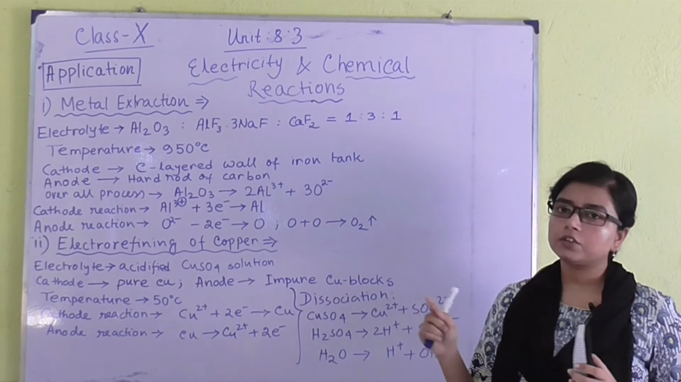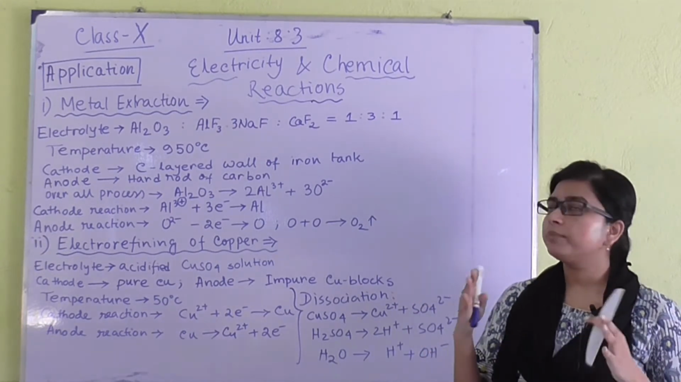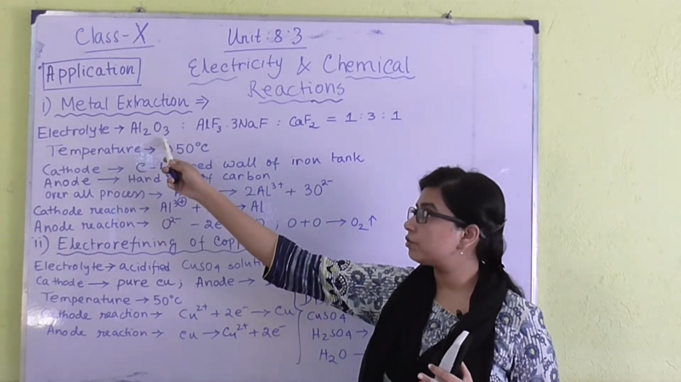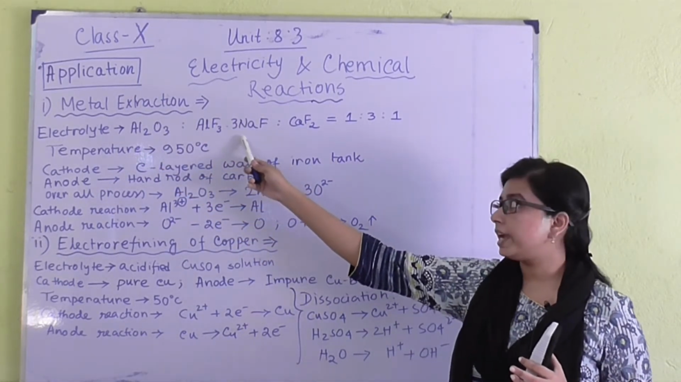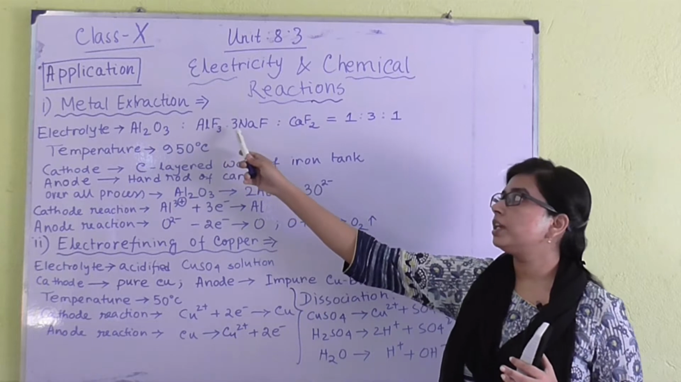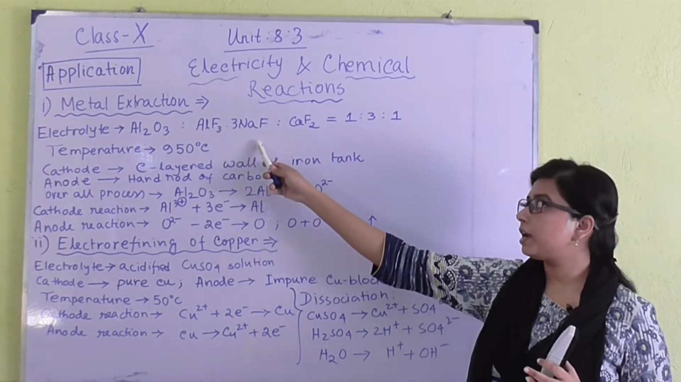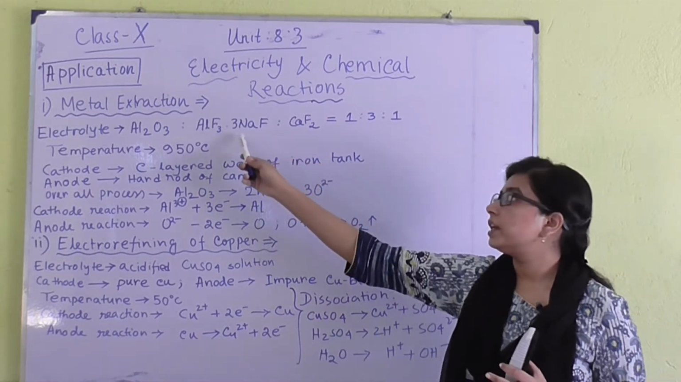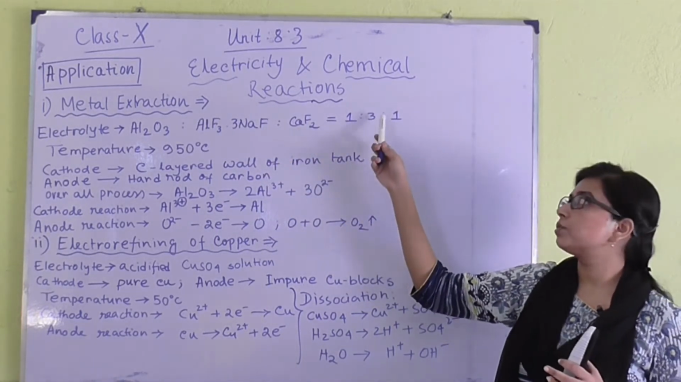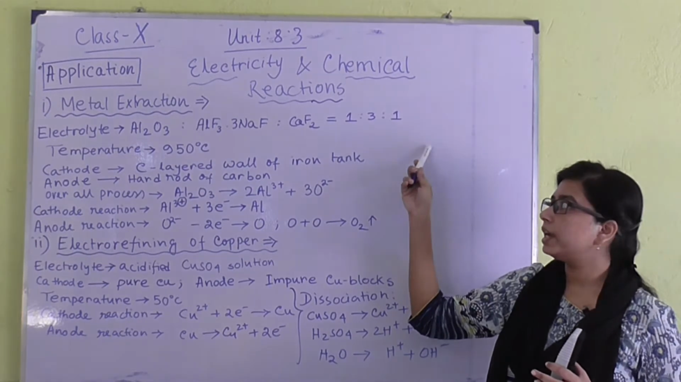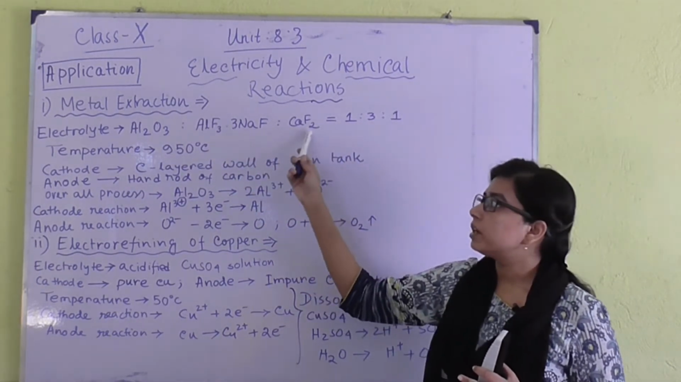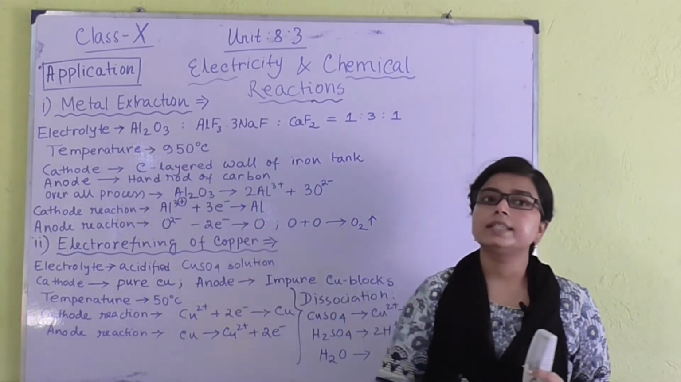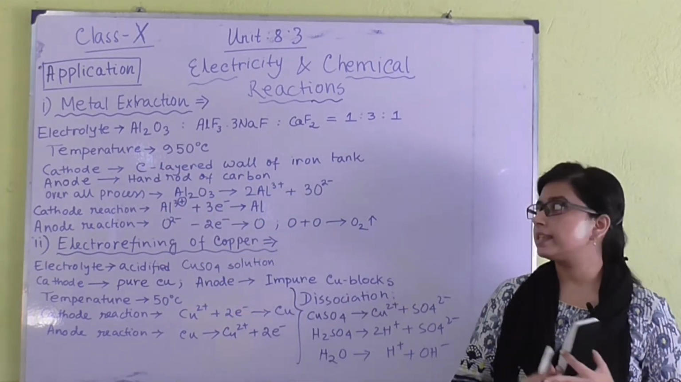So as the electrolyte we have to take a mixture of pure alumina, that is Al2O3, with cryolite, that is AlF3.3NaF, and fluorspar, that is CaF2, in the ratio of 1:3:1. This is very important because the melting point of pure alumina is greater than 2000 degrees Celsius.